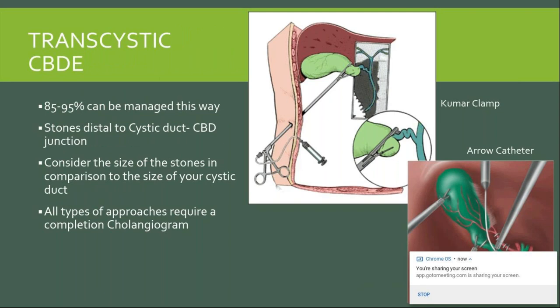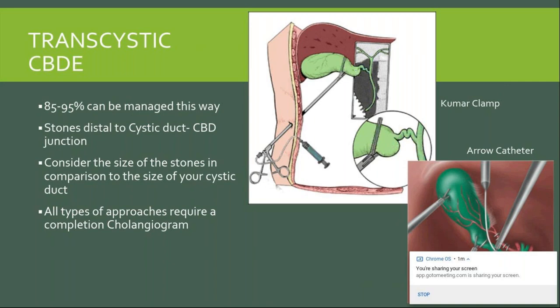So when you have, for us, most of the time we'll be taking a transcystic approach to the common bile duct exploration. 85 to 95% can be managed in this manner. You have to consider that the stones that would be most easy to reach in this manner would be stones distal to the cystic duct common bile duct junction, because you're going to be inserting all of your tools in a downward fashion. If you're considering bringing stones back up towards you, you have to realize that the stones might be bigger than your actual cystic duct and then kind of defeat the purpose. So something to keep in mind.